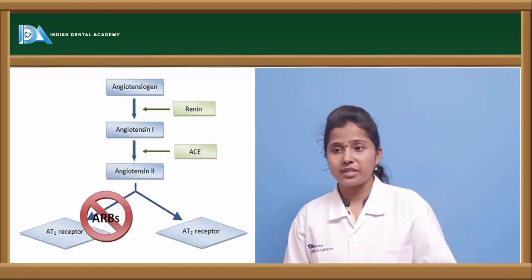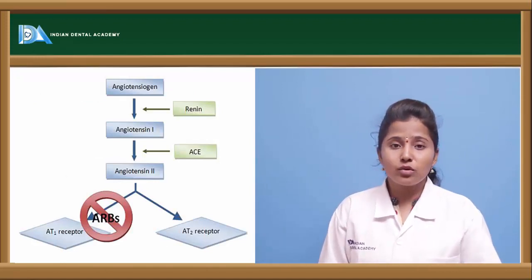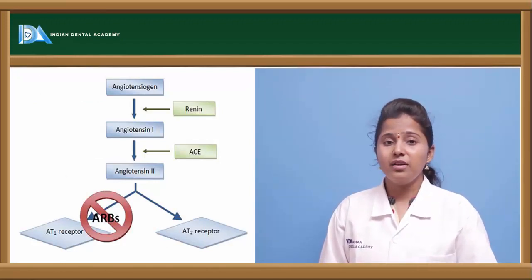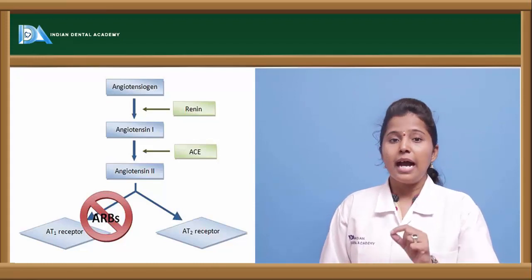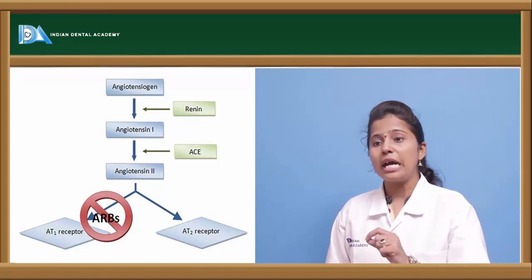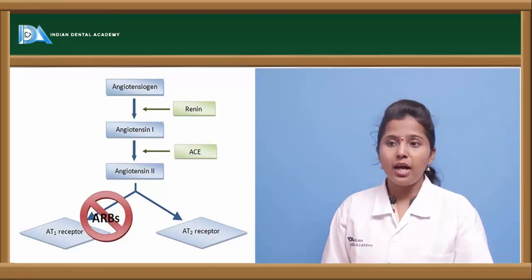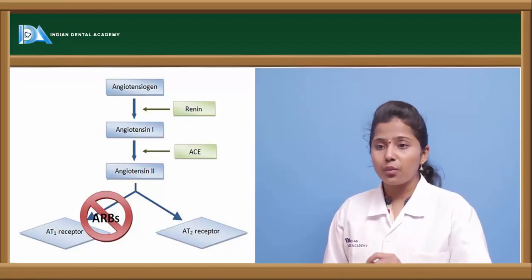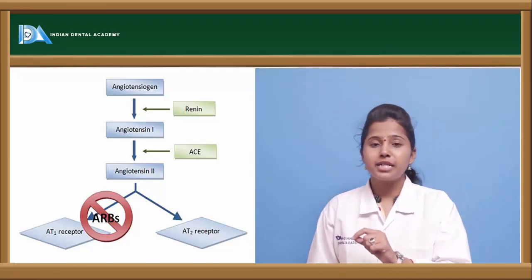This is the pictorial representation. First, angiotensinogen, which is released from the liver. Liver releases angiotensinogen. Angiotensinogen is converted to angiotensin 1 by renin. And angiotensin 1 is converted to angiotensin 2 by angiotensin converting enzyme.